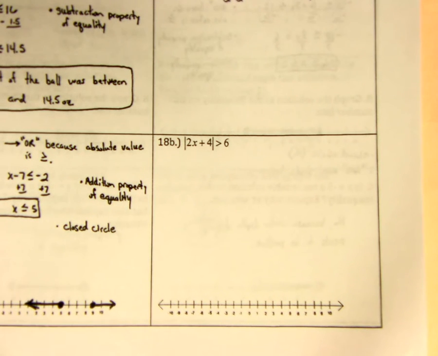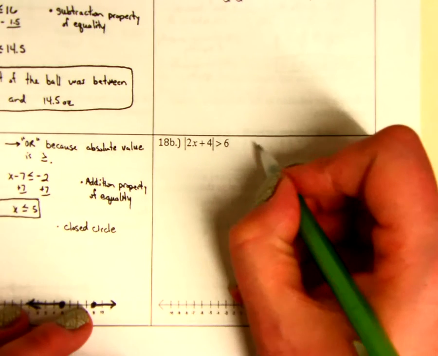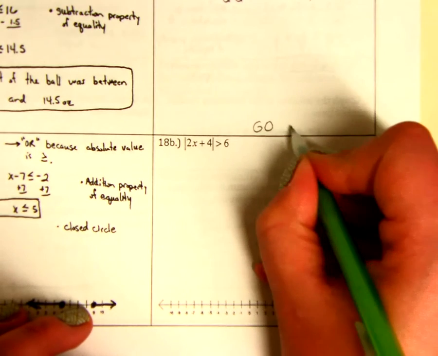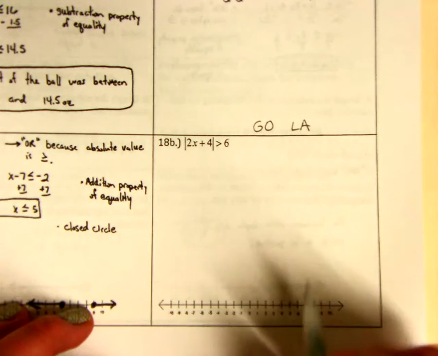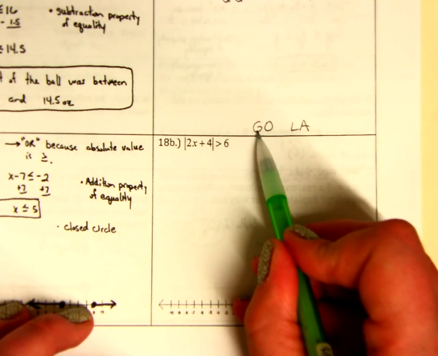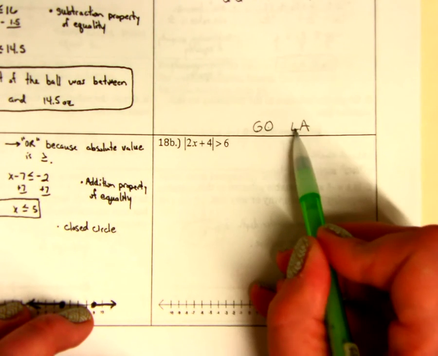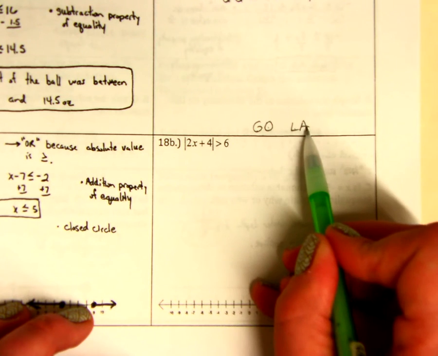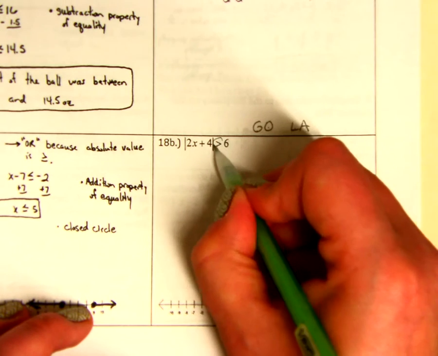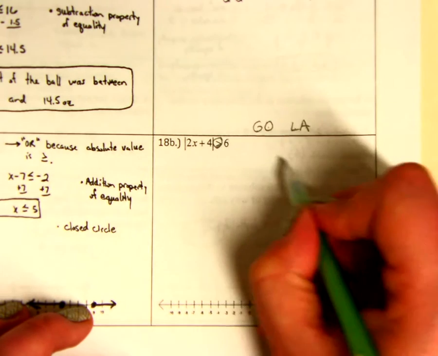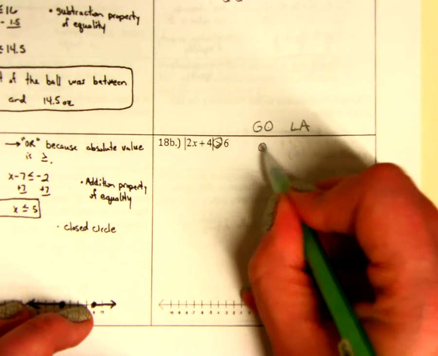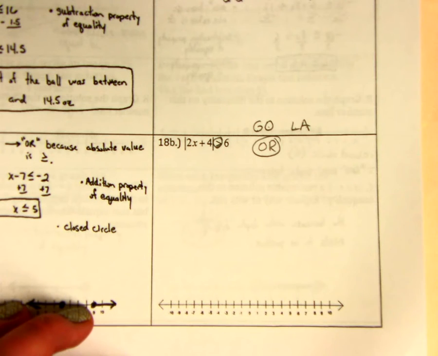Okay, we're going to talk about your absolute value inequalities right now. We had this really great way to remember whether they were and or. It was Go LA. So that means if it's greater than, it's an or. If it's less than, it's an and. We also could say it's great-or. Either way we know that this is going to be an or inequality.